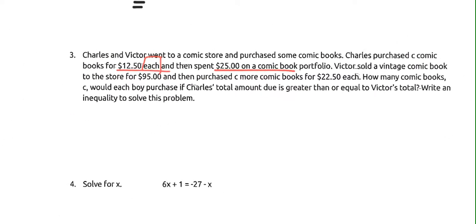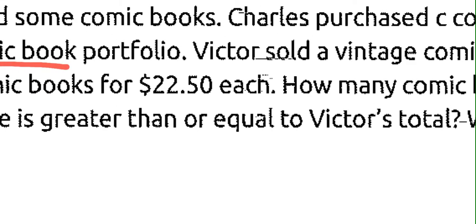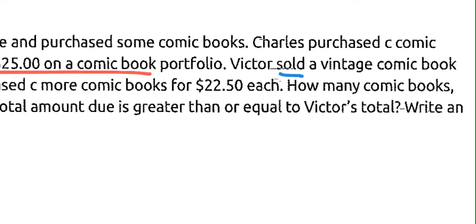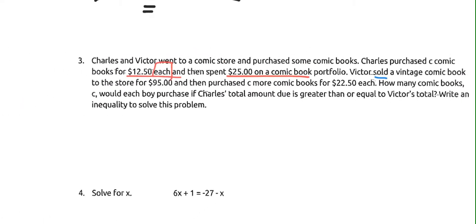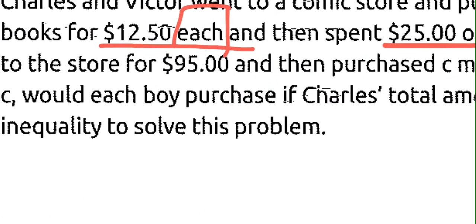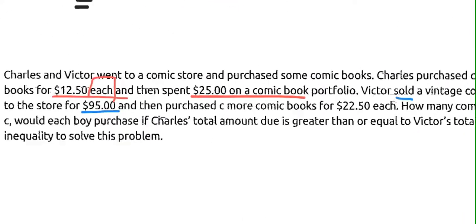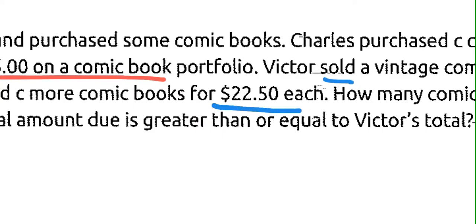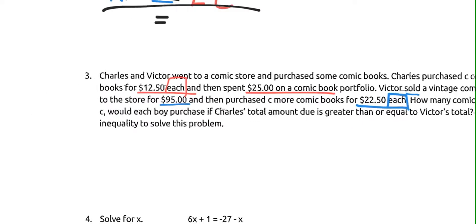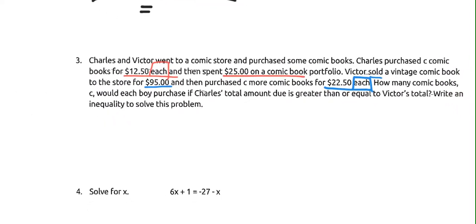Victor sold, so now we're talking about Victor, so I'm going to do this in blue. He sold a vintage comic book, which means he's getting money back, to the store for $95. So that dude got $95 and then purchased C comic books for $22.50 each. And then how many comic books, C, would each boy purchase if Charles' total amount due is greater than or equal to Victor's total?